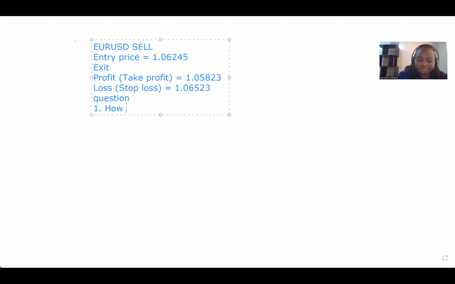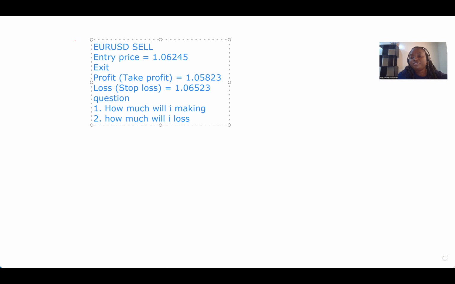And the second question is, how much will I lose for taking this trade? Now, what does this mean? As a trader, the truth is you must be ready to risk something. For every trade you place, it's important you're ready to risk a particular amount.